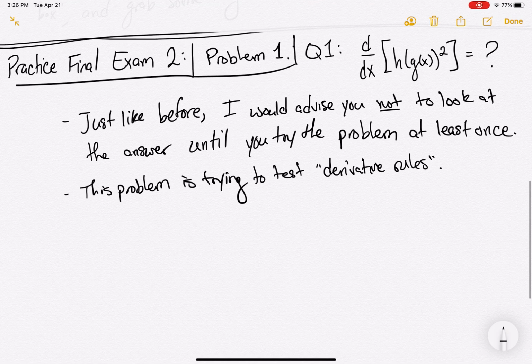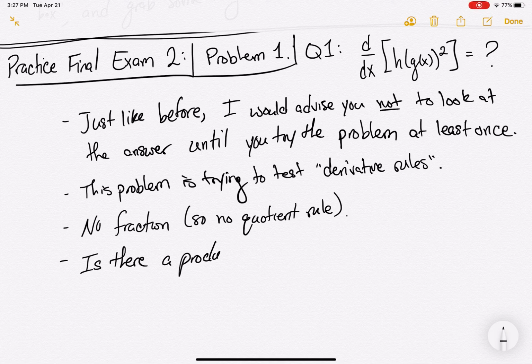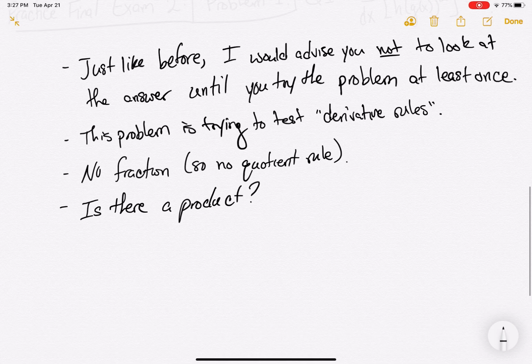So what rules are we going to need here? I don't see, there's certainly no fraction, so no quotient. The big question here is, is there a product? And this is something that I think a lot of students in your situations are kind of messing up. The answer is no.